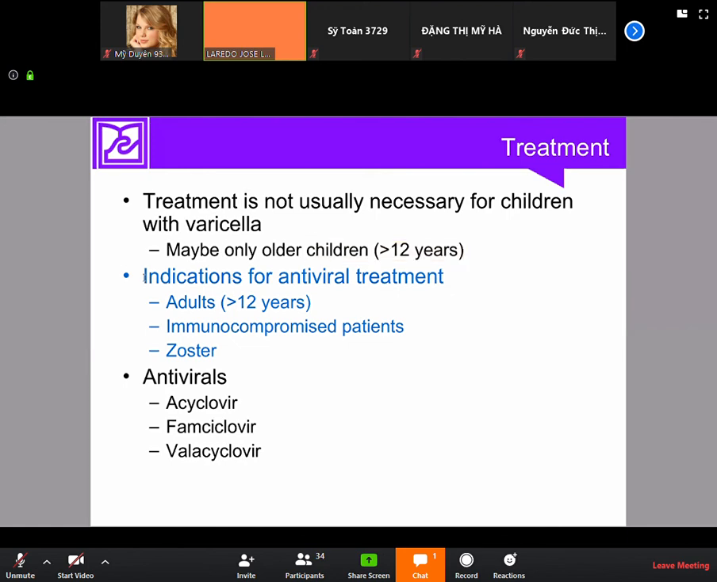So the indications for treatment are adults, well, I mean, people older than 12 years, immunocompromised patients, or zoster. And the treatment is acyclovir or other antiviral drugs very similar to them. This is explained in the self-learning topic.